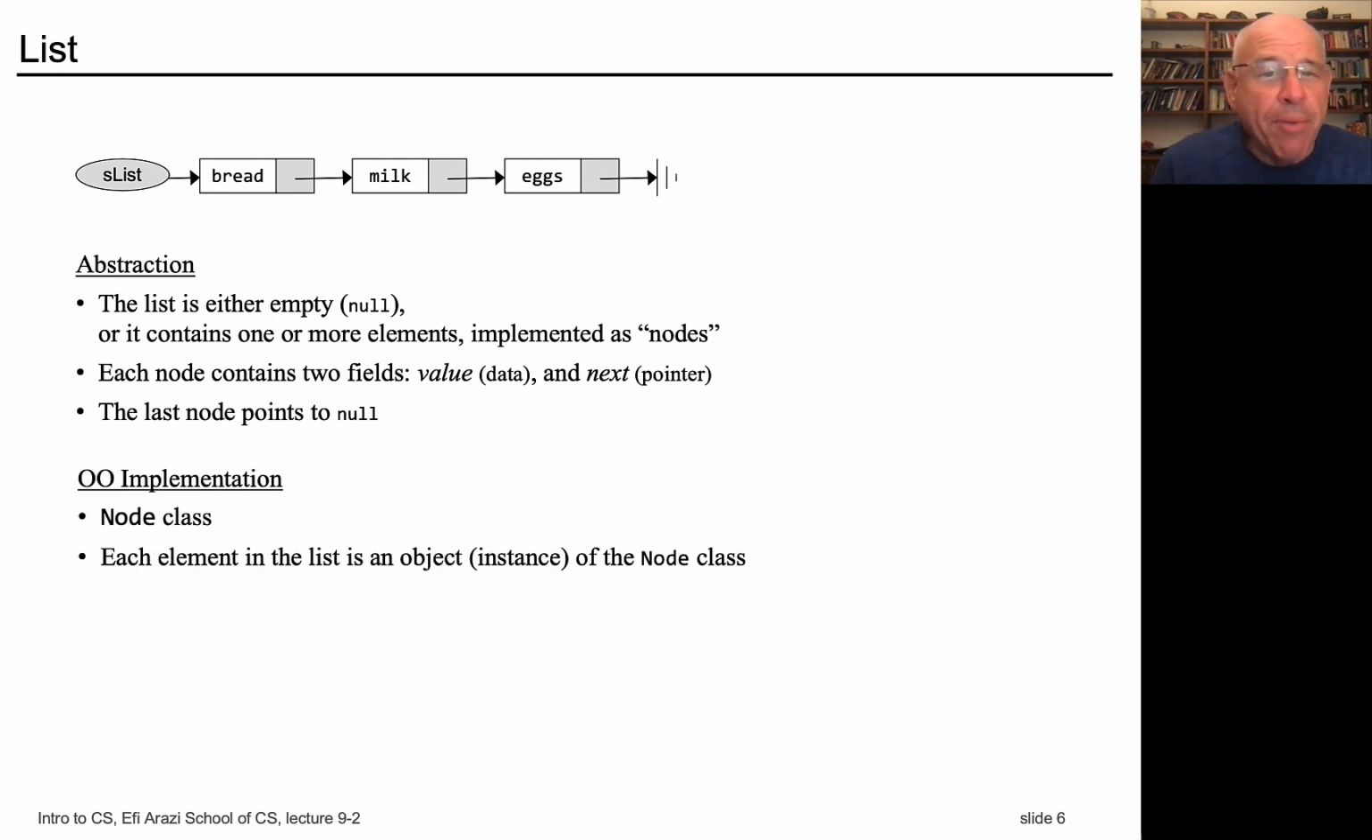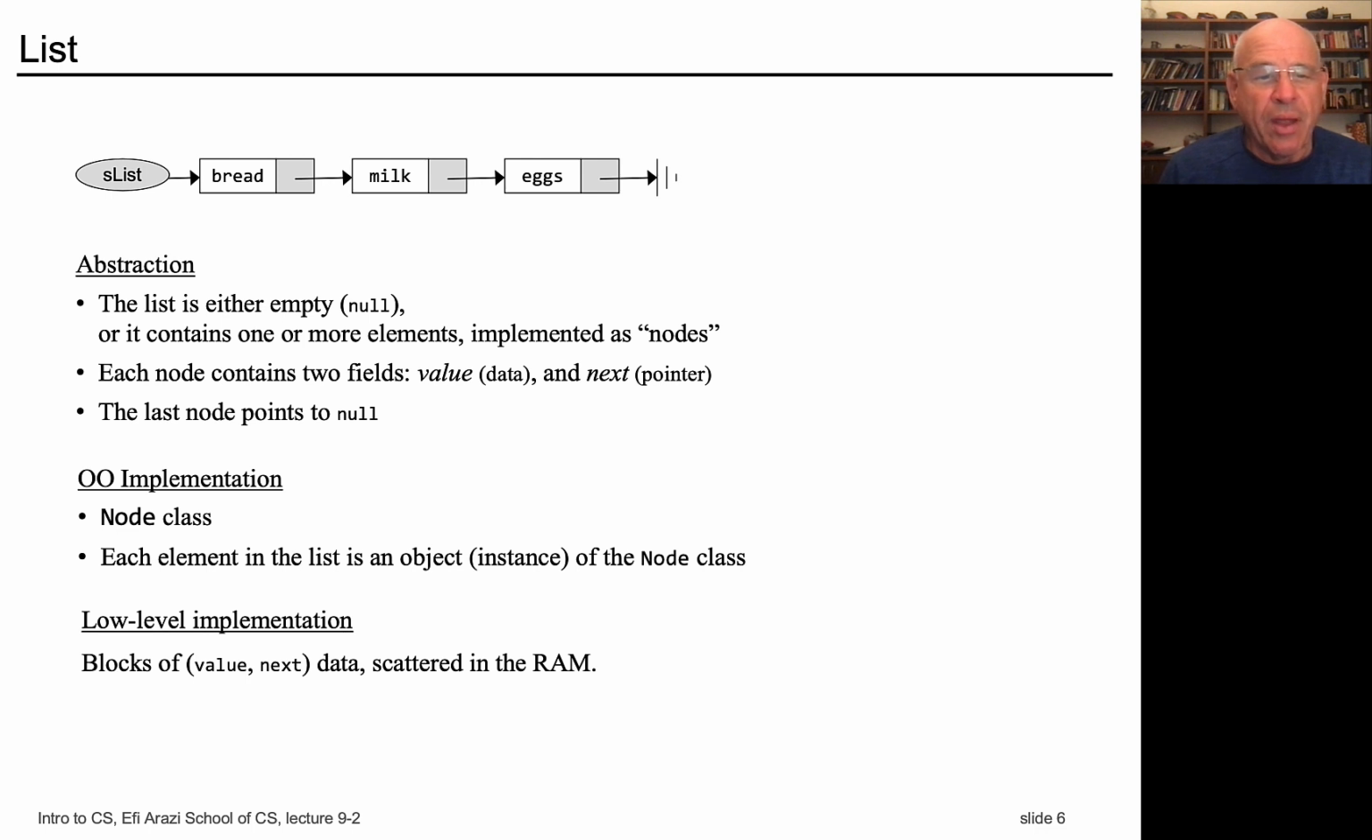Now, how can we implement this list? One way to do it is to create a class called node, and each element in this list that you see here will be a node object. And I'm going to link these nodes together and create what you see here in the picture.